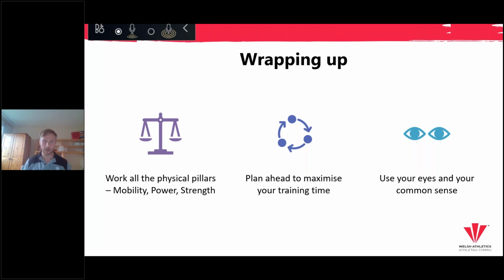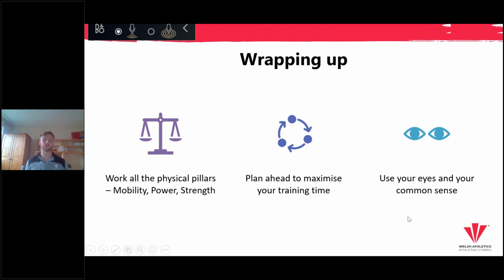Number two, plan ahead to maximize your training time. I probably hear this quite a lot: we have so much of this physical preparation stuff, we've got so much technical stuff to do as well. How do we do it all at once? It is a challenge. So I think my answer to this one is typically around really good planning, thinking through how your session will look and what to do with athletes when they're doing not much, and how to keep them busy and productive. So for example, using circuit style stuff, you can do a lot with a little.